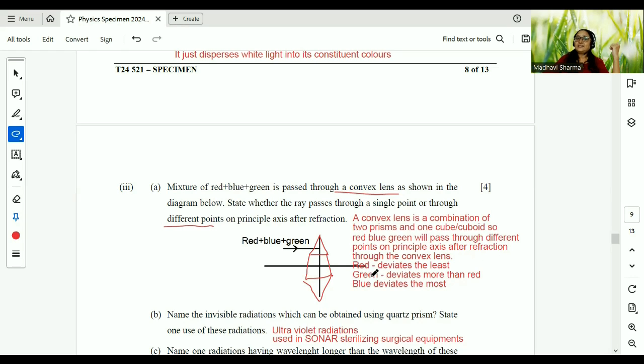Red deviates the least, green deviates more than red and blue deviates the most.